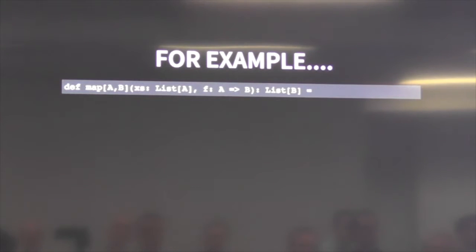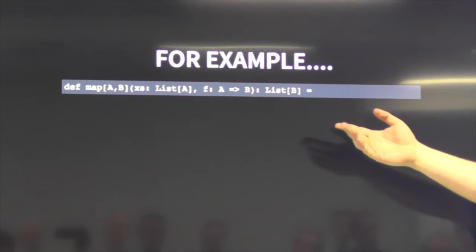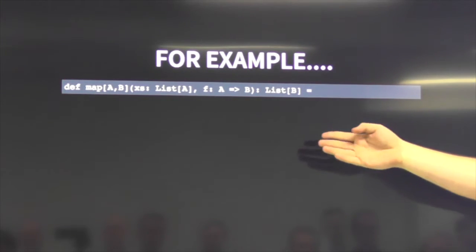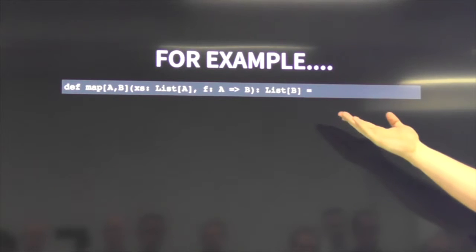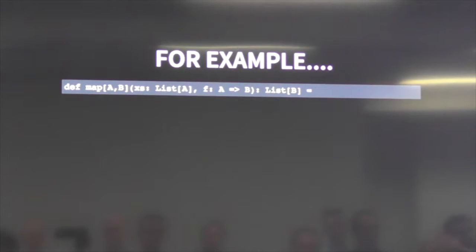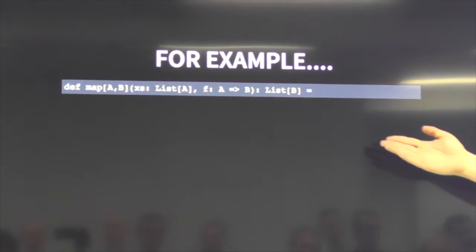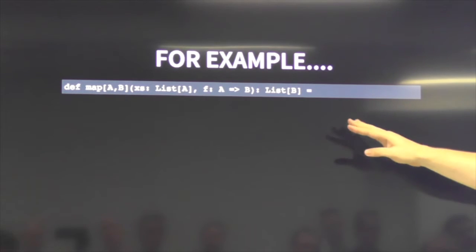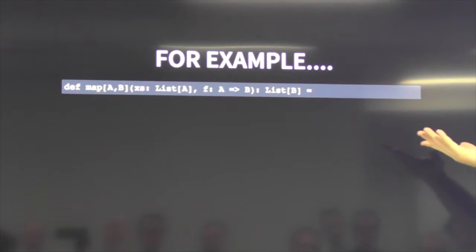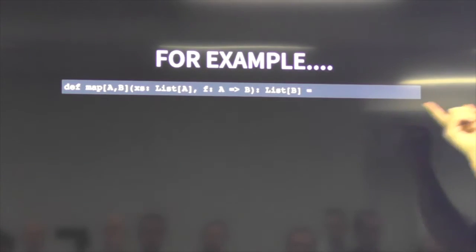So we've got a map function. Again, we've got two polymorphic arguments here: an A and a B, and we have some list of A. We don't really care what it is. And then we've got some function which goes from an A to a B. So based on the type signature, if we're returning a list of B, it seems to make sense that we're going to go from one end of the list to the other and just run the function on every A.